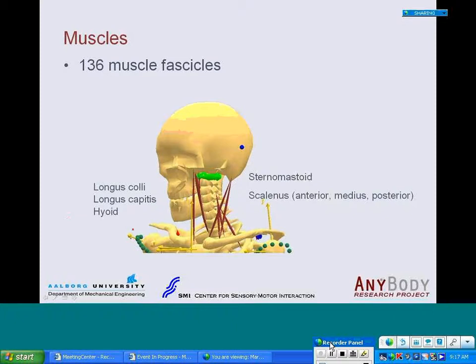Very close to the vertebrae, we have the longus colli and the longus capitis. They are very close to the vertebrae of the neck. And then we have a kind of lumped hyoid muscle.